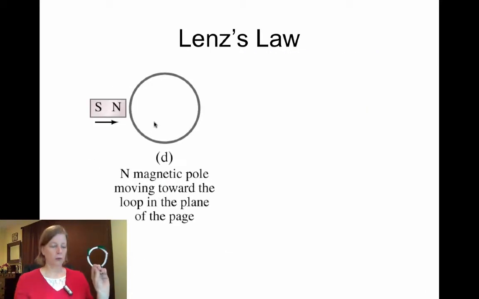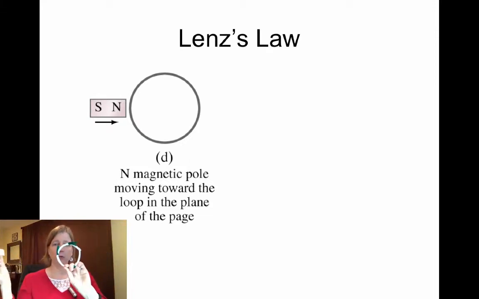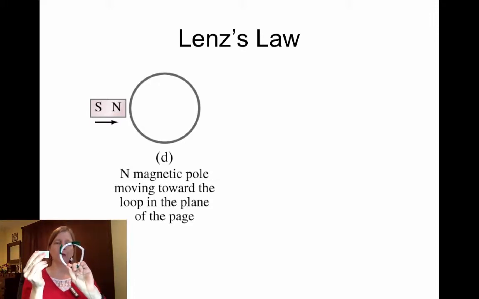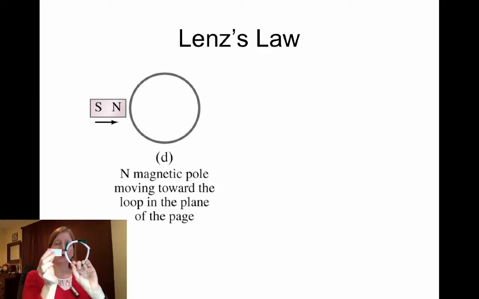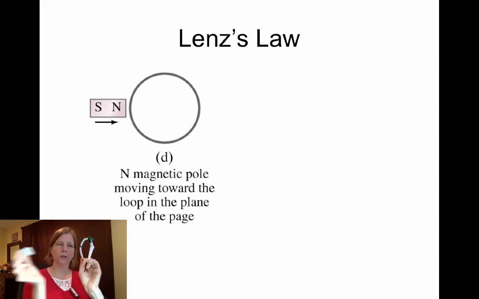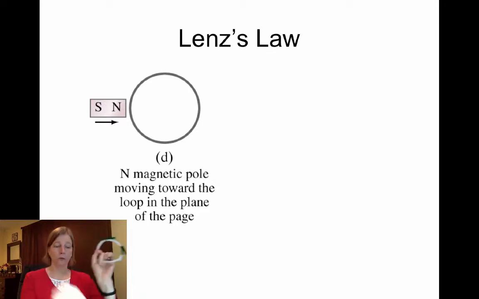How about one more? Here is a loop of wire. Here's our magnet, and the north magnetic pole is moving toward the loop in the plane of the page. So think that through. Do we have a change in flux? Our magnetic field lines come out of the magnet, and the magnet is approaching the loop of wire, but the loop of wire is parallel to those magnetic field lines. So there are no field lines. It's not like when it's arranged perpendicular; now we have a change in flux. There are no field lines going through that loop of wire.